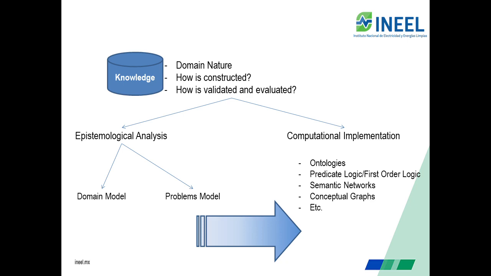To address these questions, the epistemological analysis and the computational implementation are carried out. The former decomposes a knowledge area into the domain model, which corresponds to facts and declarative knowledge, for instance, concepts, properties, relationships, and so on, and the problems model, where the inference machine is established. This is the processes to solve a problem. On the other hand, the selection of the computational implementation is a consequence of the epistemological analysis. Some formal tools are ontologies, predicate logic, semantic networks, and so on.